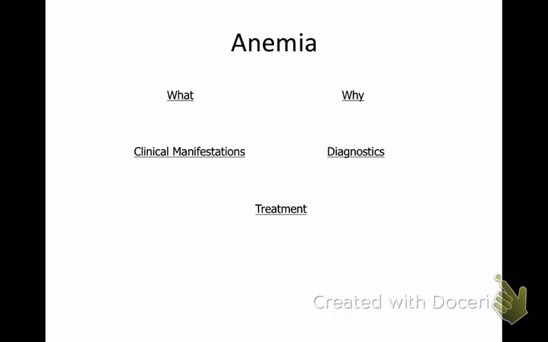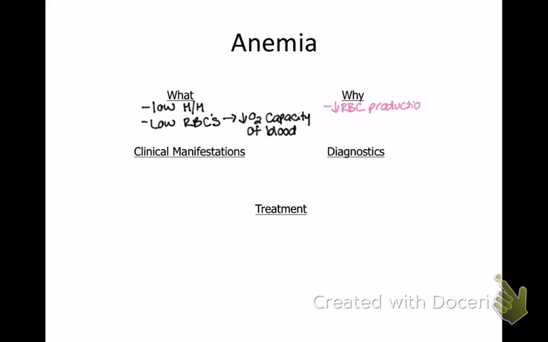So if we look at our little diagram that you guys have, what is it in general? Low hemoglobin, low RBCs. It can't carry oxygen to the body. Why? Because either red blood cells aren't being made, there's blood loss, or the red blood cells are being destroyed.